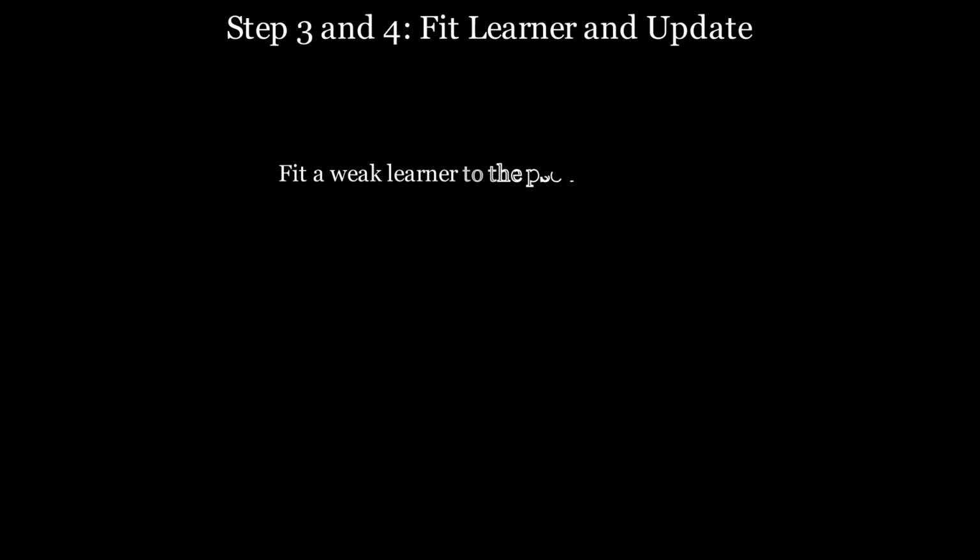In step 3, we fit a weak learner, let's say a decision tree, to our newly computed pseudo-residuals. The tree partitions the data into several terminal nodes, or leaves. For each leaf, which we'll call rjm, we need to determine the best constant prediction value, gamma jm. This is the value our weak learner will output for all data points in that leaf. How do we find the optimal gamma?